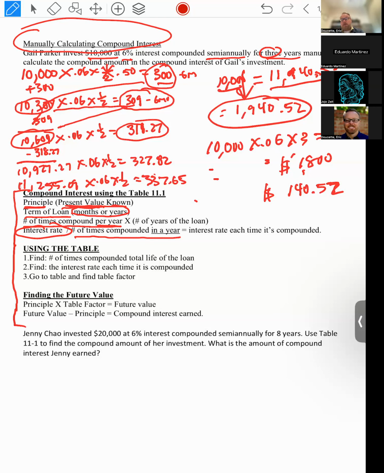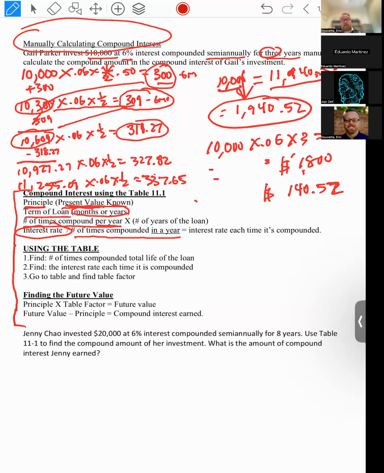So basically what you do here is you multiply how many times it's compounded in a year by the number of years, and then the interest rate is going to be divided by how many times it's compounded in a year. So again, if it's compounded quarterly, that means it's going to be compounded 4 times in a year, right? And then your interest rate is going to be divided by those, because each time it's compounded, it's only a quarter of the total interest rate. So it would be 1.5%.